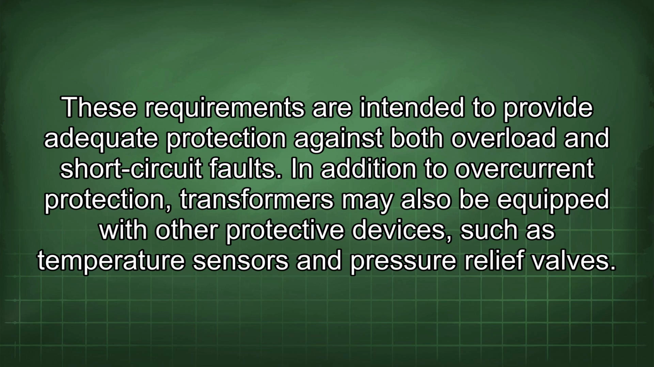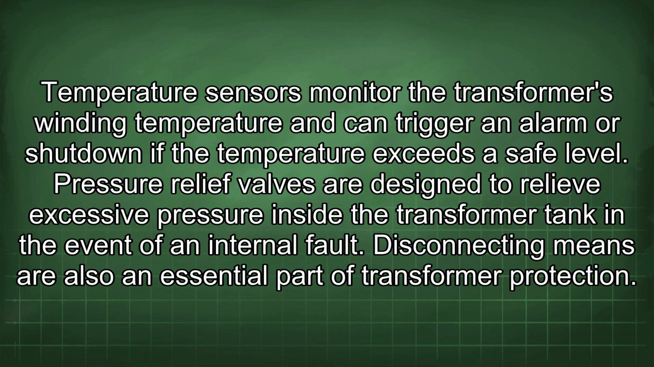In addition to overcurrent protection, transformers may also be equipped with other protective devices such as temperature sensors and pressure relief valves. Temperature sensors monitor the transformer's winding temperature and can trigger an alarm or shutdown if the temperature exceeds a safe level. Pressure relief valves are designed to relieve excessive pressure inside the transformer tank in the event of an internal fault.